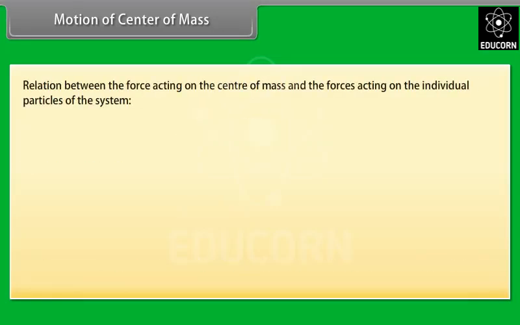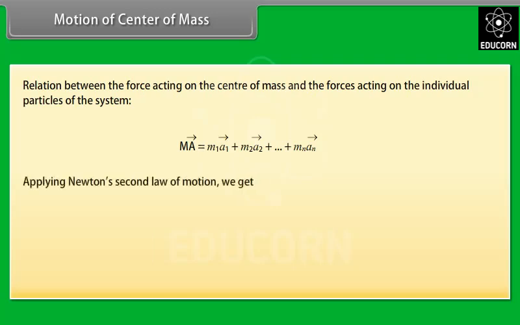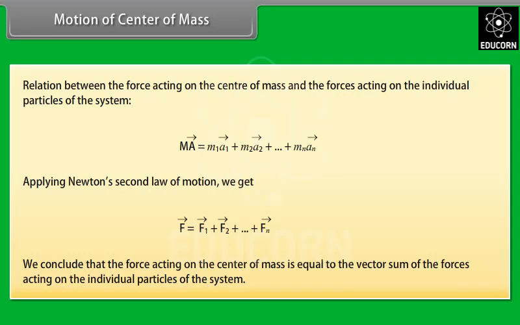Relation between the force acting on the center of mass and the forces acting on the individual particles of the system. ma vector = m1a1 vector + m2a2 vector + ... + mnan vector. By applying Newton's second law of motion in the above equation, we get F vector = F1 vector + F2 vector + ... + Fn vector. We conclude that the force acting on the center of mass is equal to the vector sum of the forces acting on the individual particles of the system.